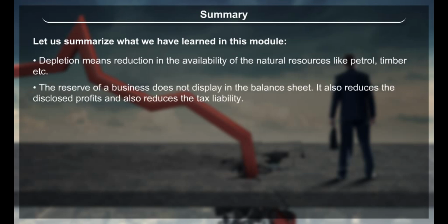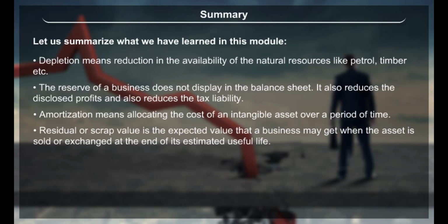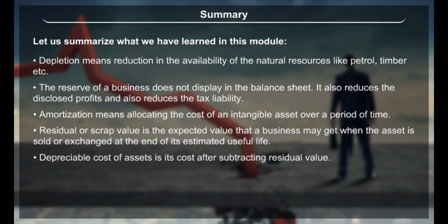The reserve of a business does not display in the balance sheet. It also reduces the disclosed profits and also reduces the tax liability. Amortization means allocating the cost of an intangible asset over a period of time. Residual or scrap value is the expected value that a business may get when the asset is sold or exchanged at the end of its estimated useful life.